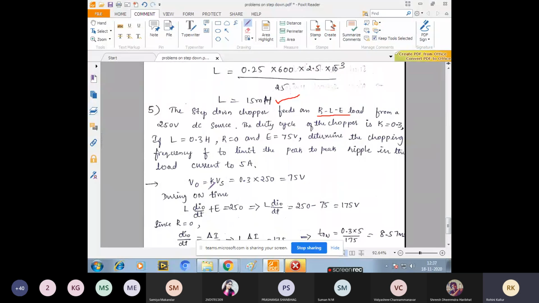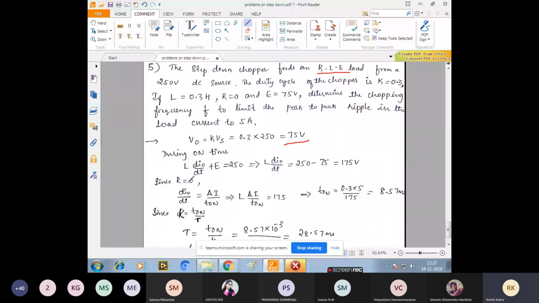So initially we have V0 is equal to K into Vs. Write down what is V0. So K is 0.3 and Vs is 250. Multiply, you will be getting it as equal to 75 volts. Okay, during on period we have written this as L into di0 by dt plus E is equal to Vs. Okay, this we have written while deriving. So during the mode 1, di0 by dt is equal to 250 minus 75. 75 is your V0. So the value is equal to 175 volts.